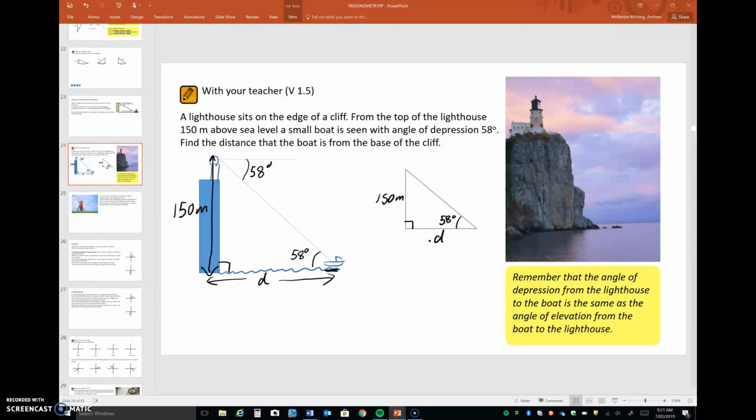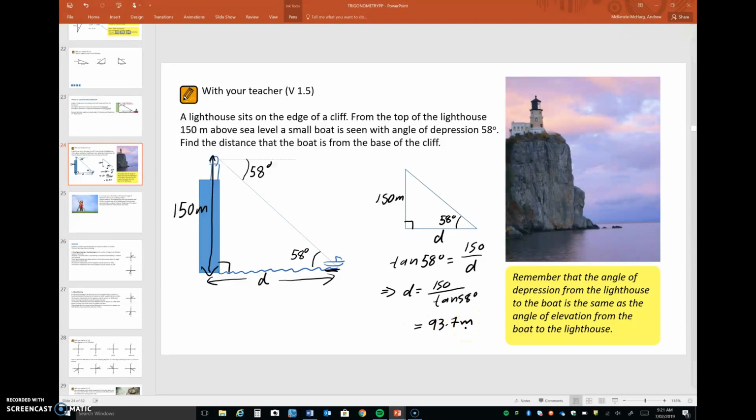Okay, so we should be very fast at these now, and we should understand that this is a tangent situation and that the 150 meters is on top, which means it goes on top on the other side. D is 150 divided by tan 58 degrees. So I'm getting 93.7 meters.